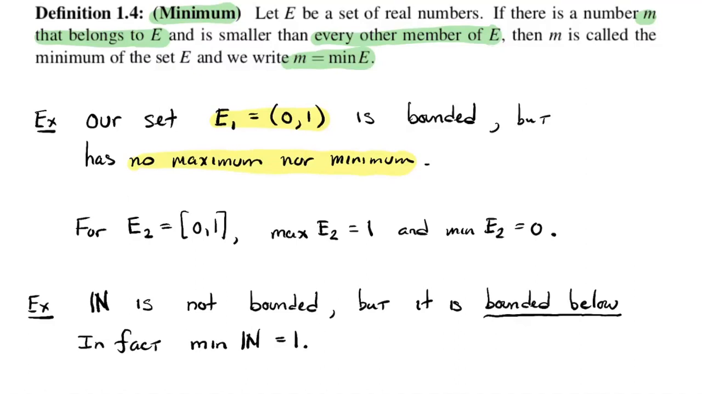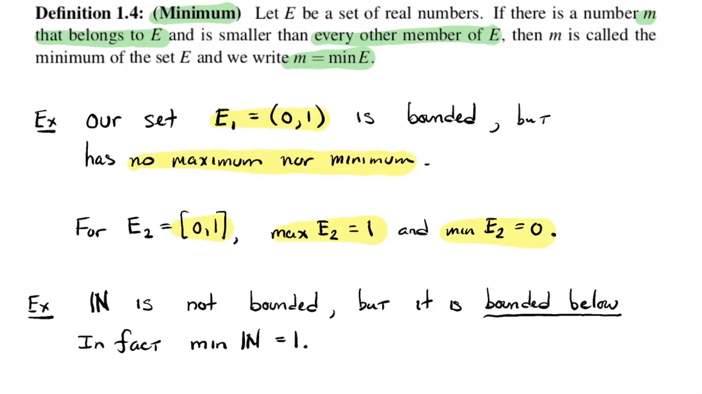Our closed interval, E2, is a bounded set. It's got the same upper and lower bounds as E1. Any number that's an upper bound for E1 is also an upper bound for E2, not vice versa. But E2 does have a maximum element. It's equal to 1 because the element 1 belongs to the set E2. It's got a minimum element as well, 0. Cool.